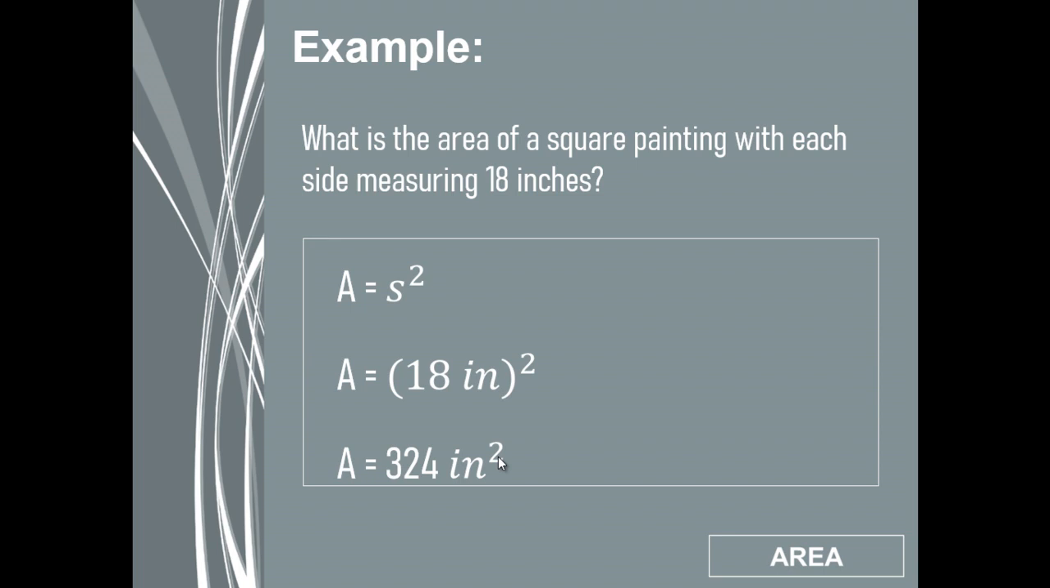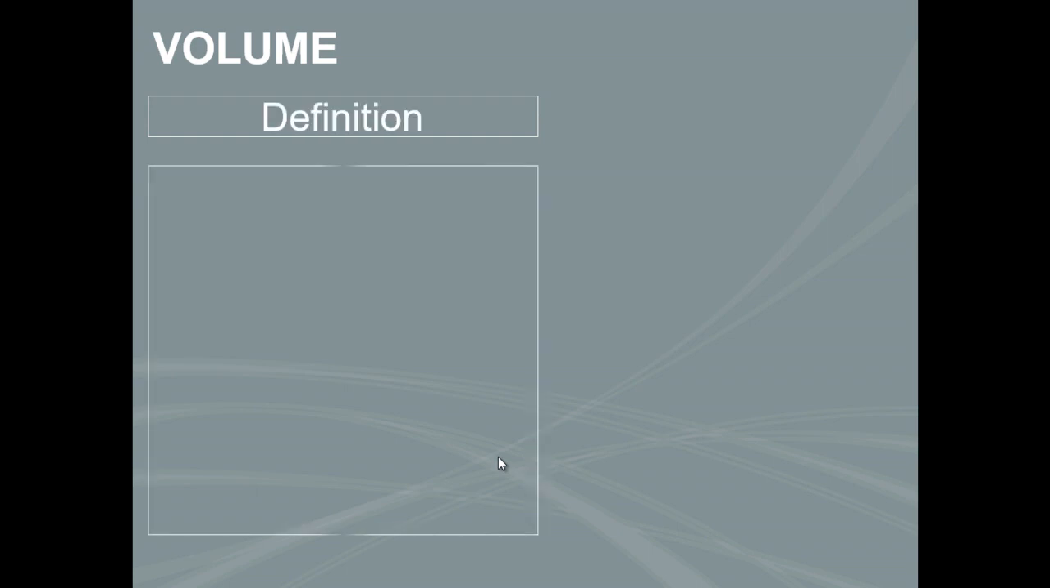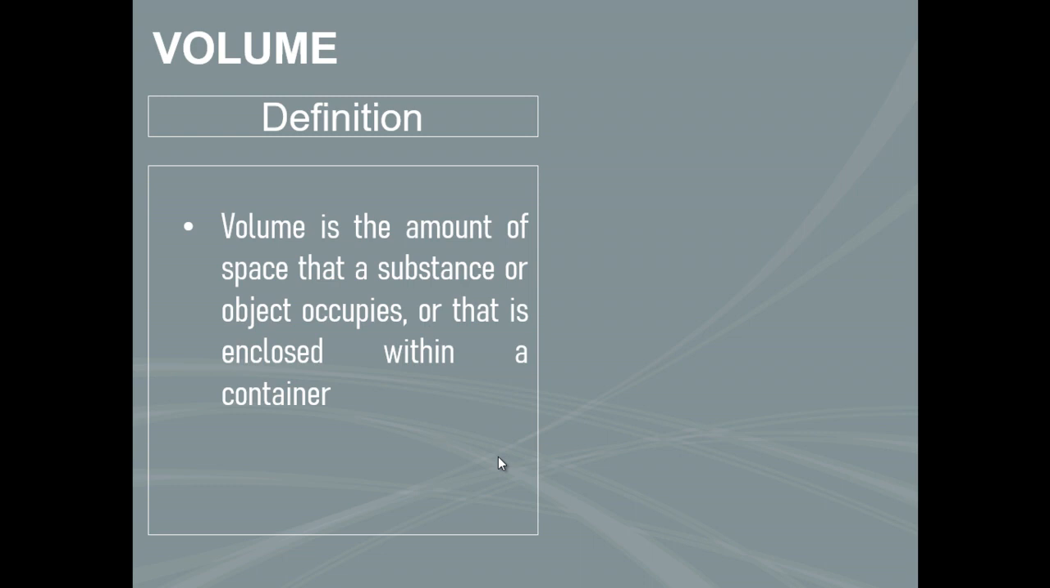Then, let's not waste time. Let's move on to volume. Volume is defined as the amount of space that a substance or object occupies or that is enclosed within a container. If you notice the word occupies, it means the space taken up by that certain object. So the figure is no longer two-dimensional, but three-dimensional.